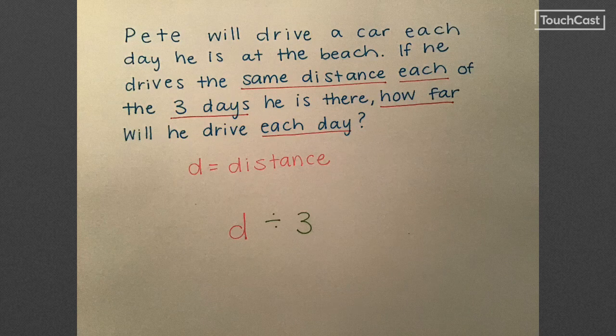Now, if he's going the same distance each day for 3 days, we want to split our total distance into 3 different parts. If we're splitting something, that means we're going to be dividing. So our equation for this word problem is D divided by 3.